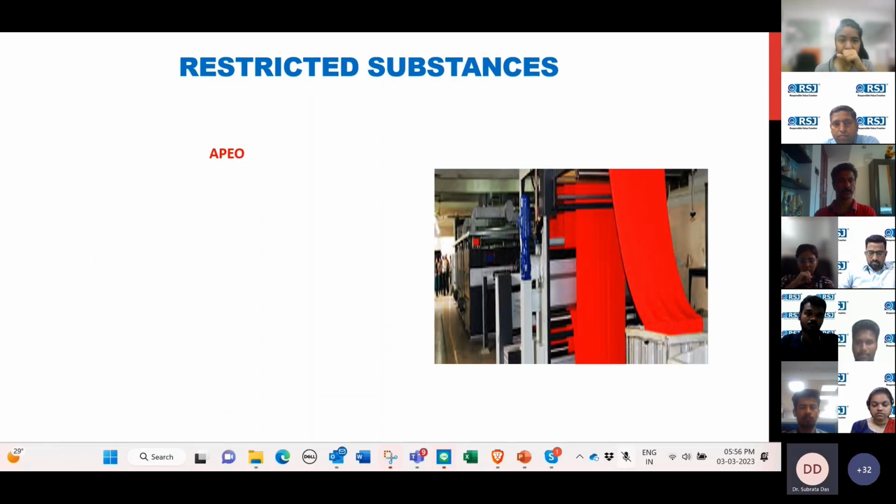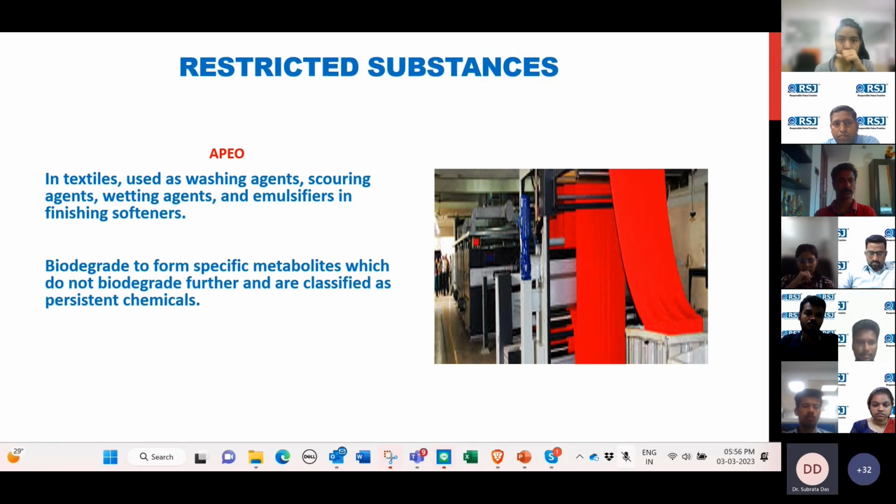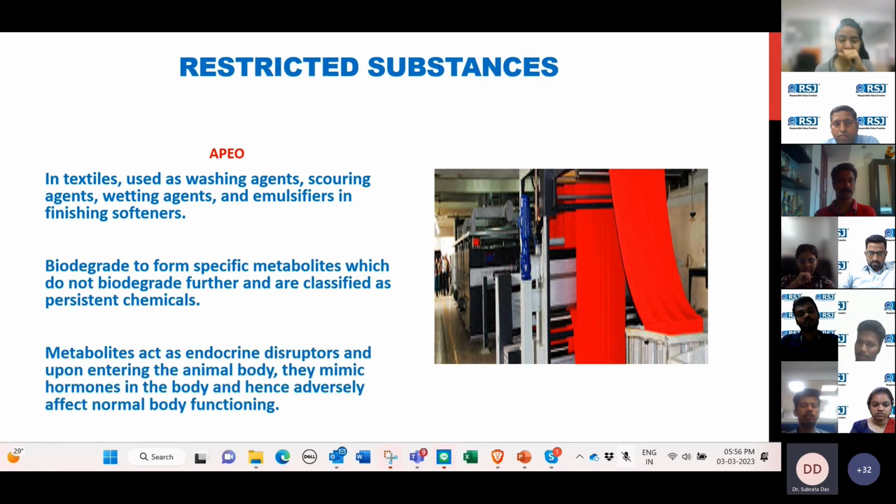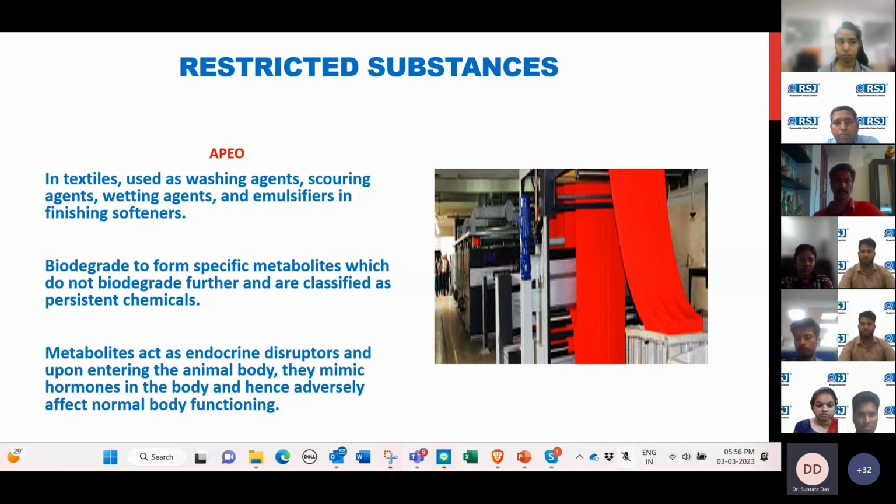Now we'll talk about the second most important risky chemical we can say, that is called APEO, alkyl phenyl ethoxylate. You will find these chemicals in many areas in textile applications, like washing agents. It is available in the emulsifying agent, softener. So many products actually, even what we use as a detergent in our house, also contain APEO.